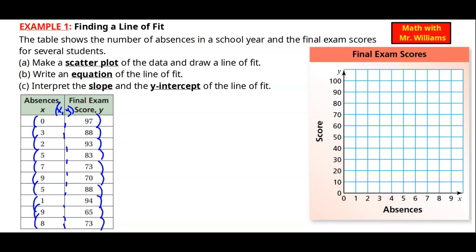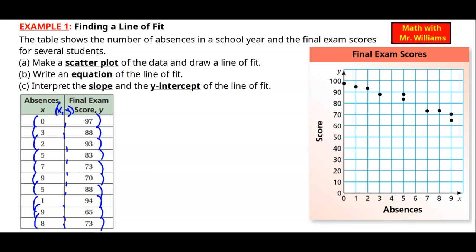Now let's go ahead and plot those on our graph. So the first one is (0, 97). Then we have (3, 88), (2, 93), (5, 83), (7, 73), (9, 70), (5, 88), (1, 94), (9, 65), and lastly (8, 73). Now we made our scatter plot.